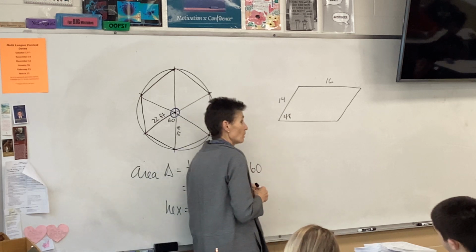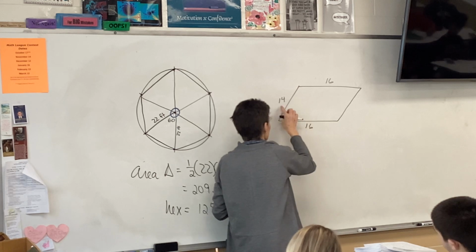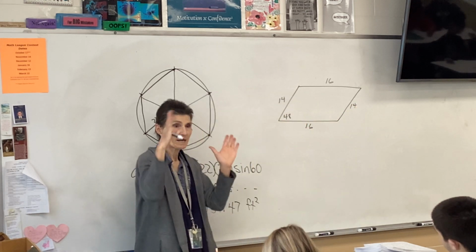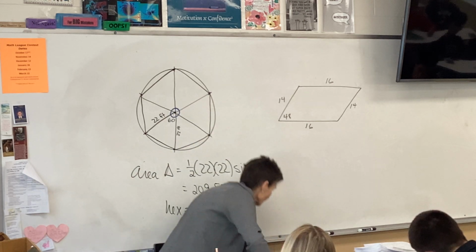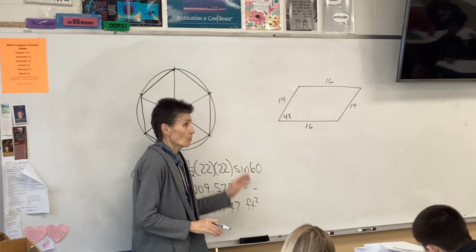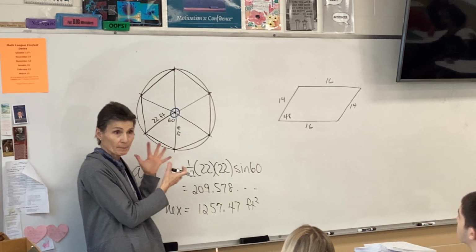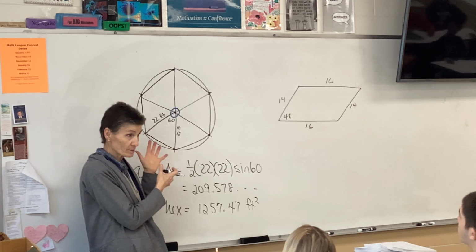Now remember, if you're a parallelogram, if that's 16, this is 16, and if that's 14, that's 14, right? It's just like a rectangle but tilted. So what was our strategy here? We had to find the area of the shape. So what did we do? We cut it up into triangles.